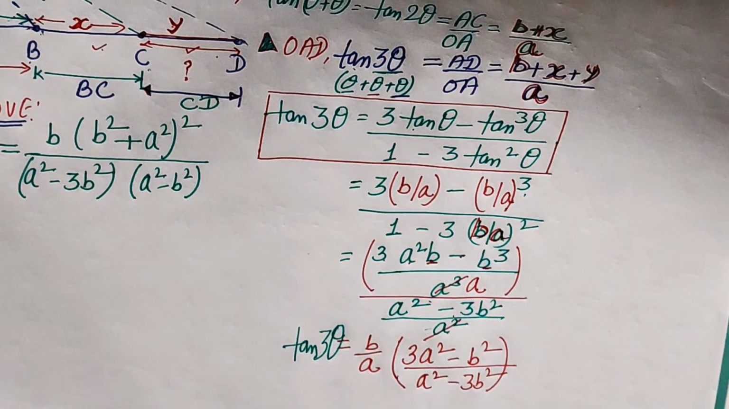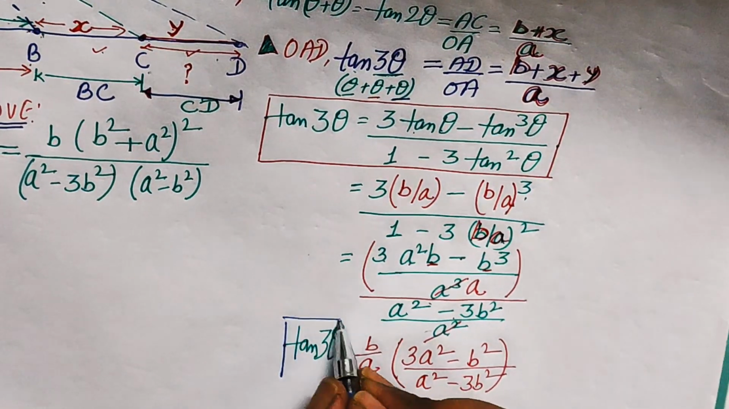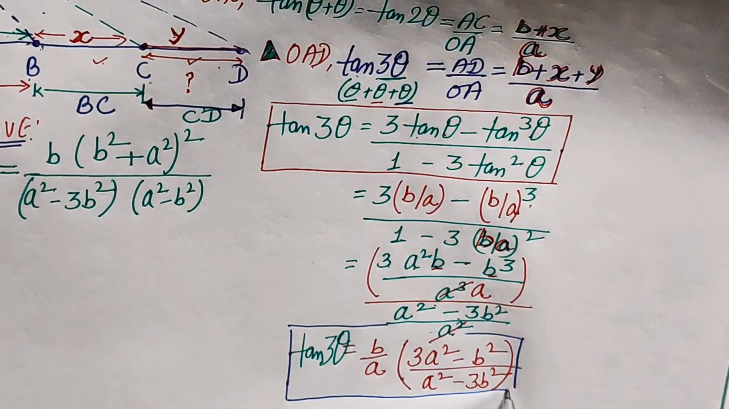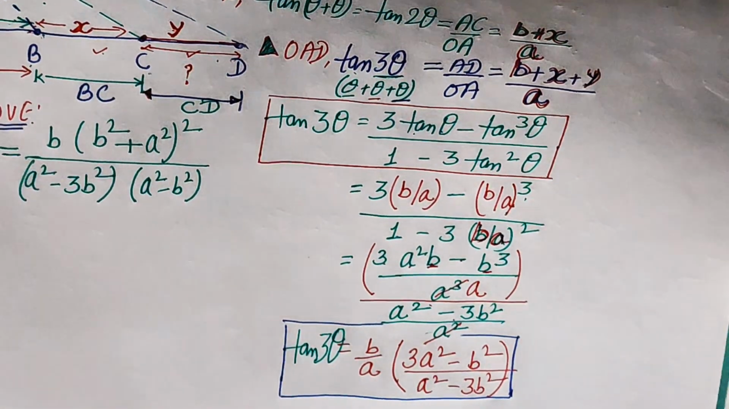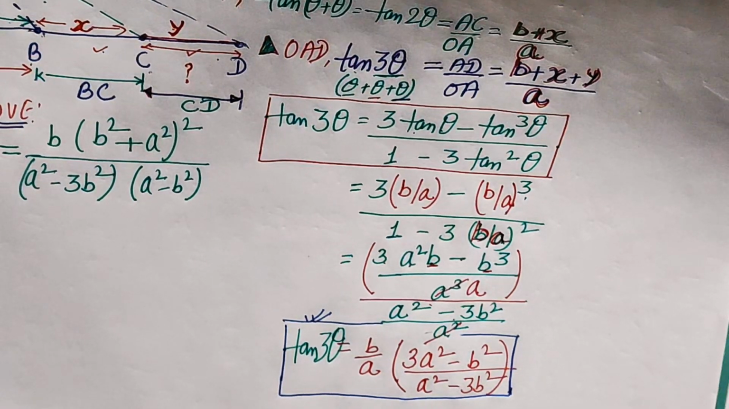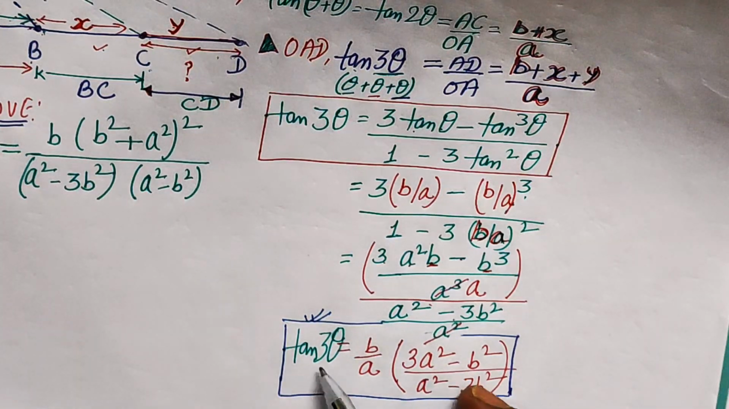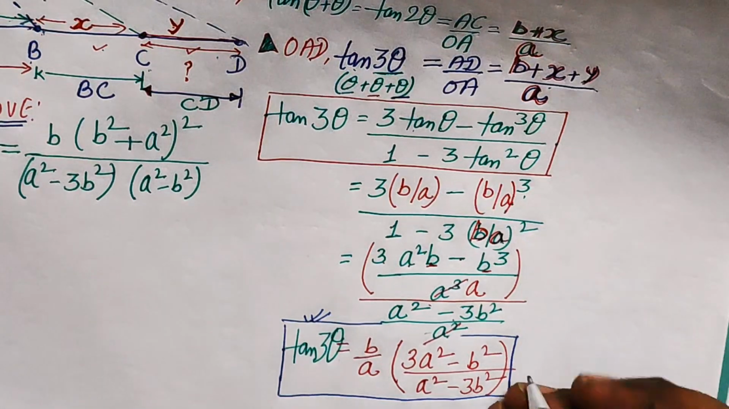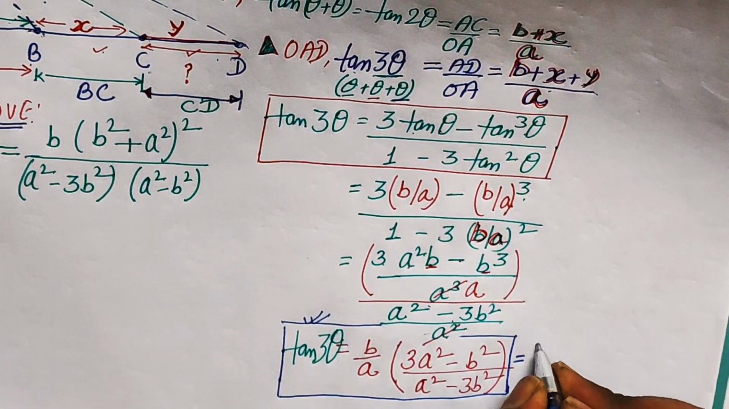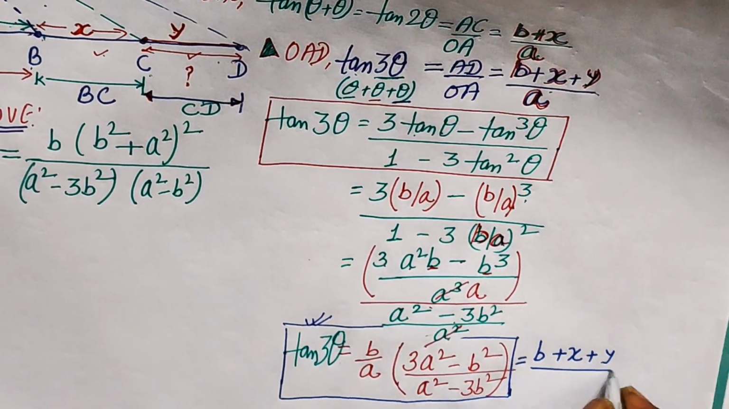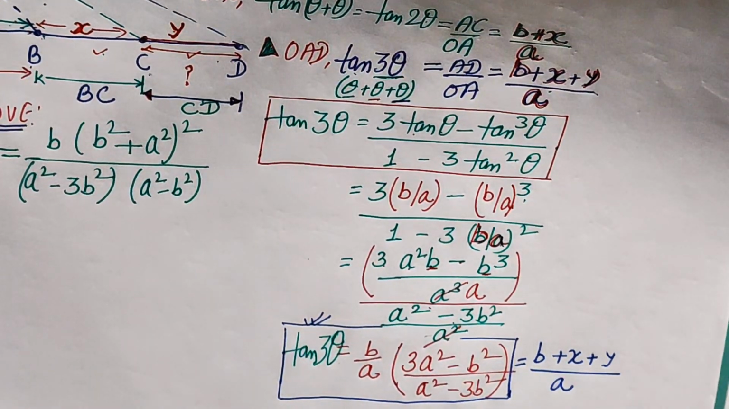which we have calculated. Tan 3 theta is this much, right? Now here tan 3 theta is calculated. Now we have almost solved this question. Let us see how. But this tan 3 theta is equal to b plus x plus y by a, isn't it? So just equate it with b plus x plus y by a, right?